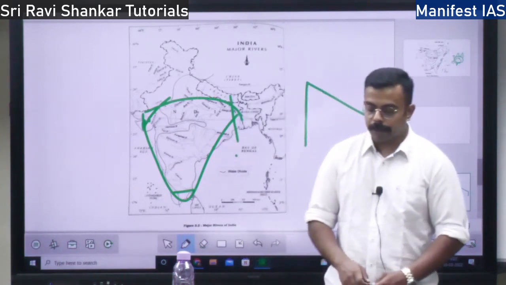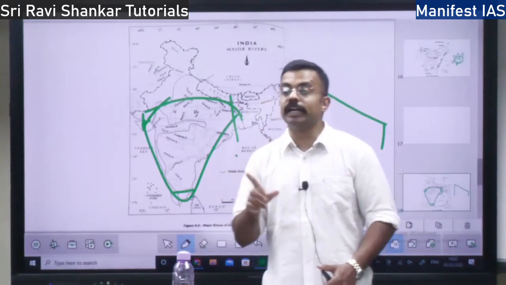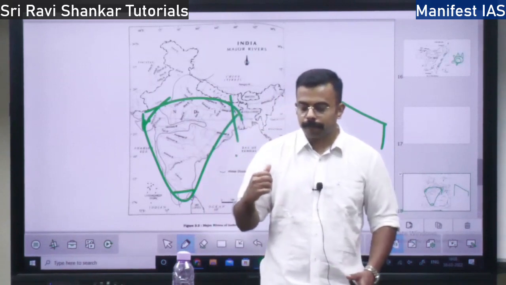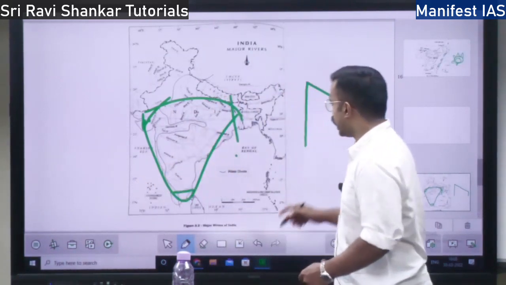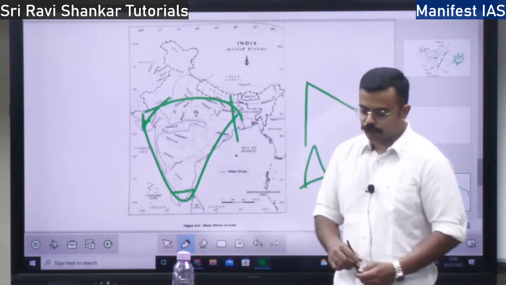Then you will find bare rocky structures. You will find spurs. What are spurs? I have discussed it in the concept of valleys, glacier valleys. So spurs are triangle-shaped valleys. You will find these spurs there.